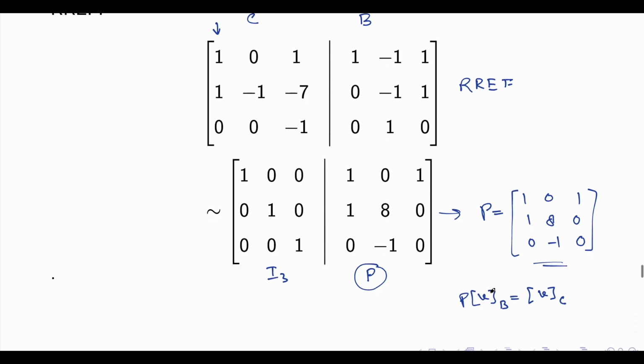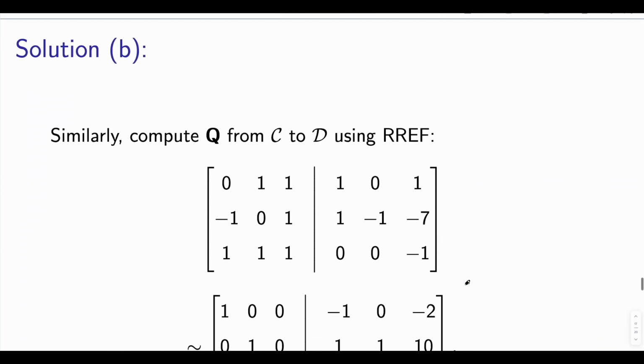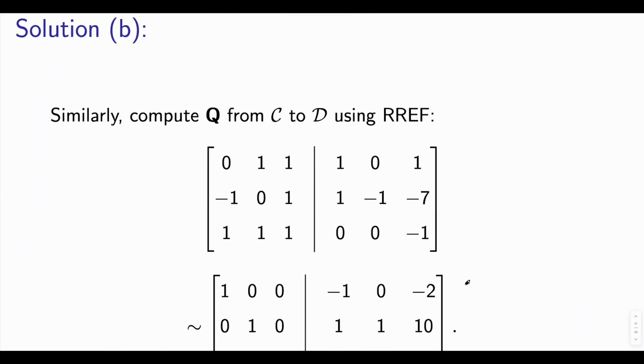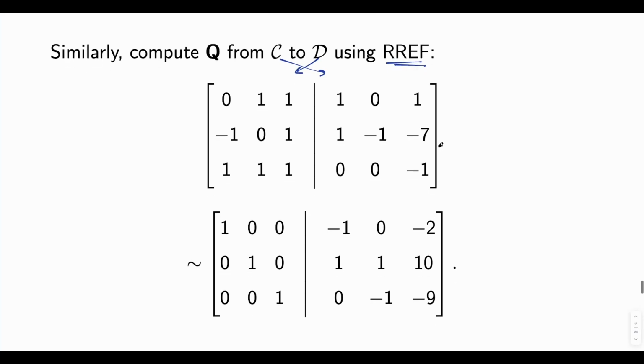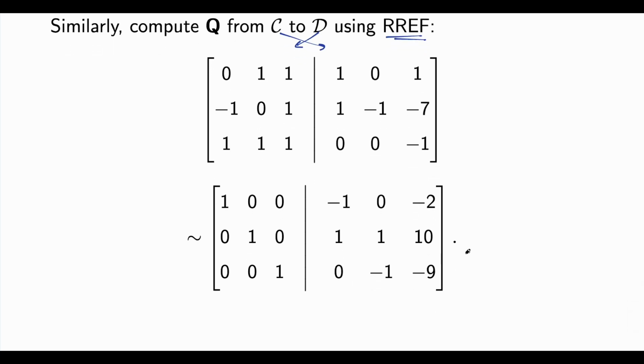Okay. Now for part B, we have to write D first and then C, because we are going from C to D, and then write the basis elements as column vectors and solve using RREF. So this matrix is going to be similar to this. So now Q is this matrix. You can take out the element.